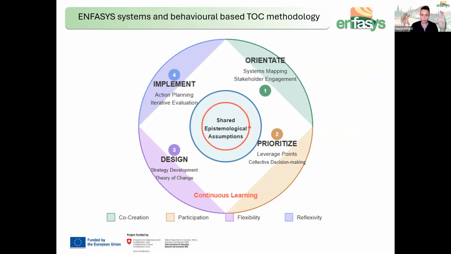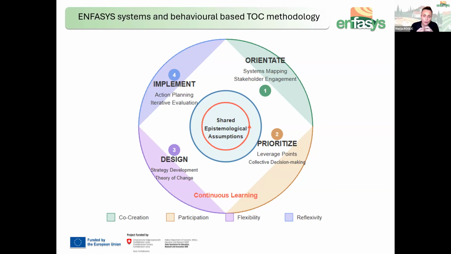Moving outward, we begin with the orientate phase, where systems mapping and stakeholder engagement help understand the current landscape. This leads to the prioritize phase, where we identify leverage points and engage in collective decision-making to determine where efforts will have the greatest impact, the ripple effect.